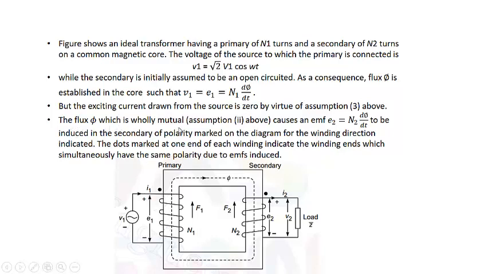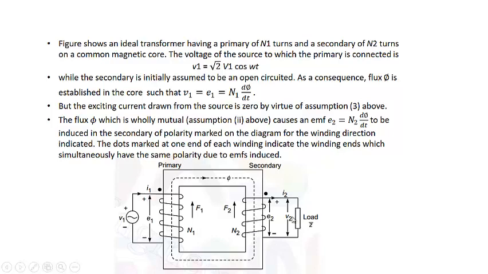The flux is wholly mutual, that is, there will be no leakage flux. Whatever flux is here is linking to this winding as a whole, and causes the EMF E2 to be equal to N2 d phi by dt. That will induce the voltage E2 in the secondary winding, whose polarity will be plus and minus. I will discuss it again. How does this polarity come out?